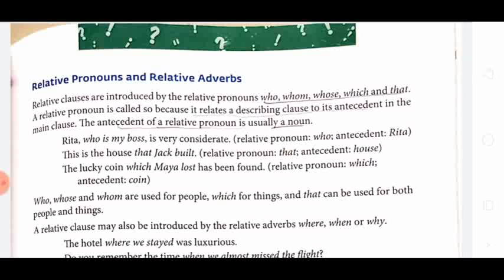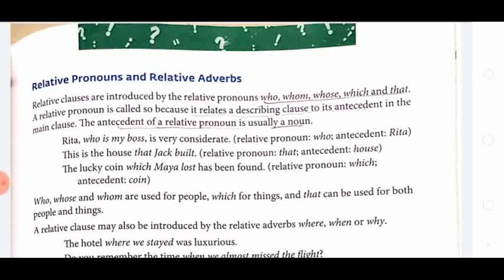In 7th standard also you learned this. A relative pronoun is called so because it relates a describing clause to its antecedent in the main clause. The antecedent of a relative pronoun is usually a noun. These are the things you have to underline. First, the relative clause is introduced by a relative pronoun, that is who, whom, whose, which and that. A relative pronoun is called a relative pronoun because it relates a describing clause to its antecedent.